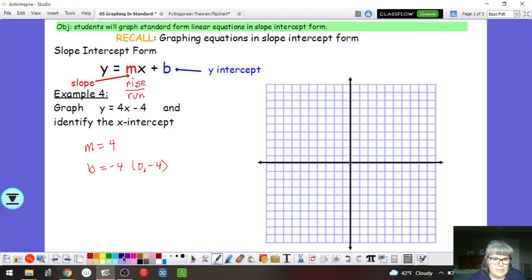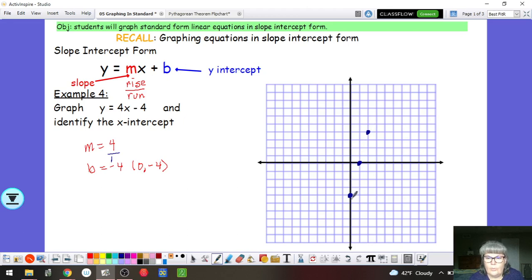Now you might be thinking, but my slope isn't written as rise over run. We can remedy that by writing it over 1, because 4 divided by 1 is still equal to 4. So remember, when you graph a line, you start by plotting the y-intercept. So I'm starting my line at 0, negative 4. And then from there, my rise of 4, my run of 1. Rise of 4, run of 1.